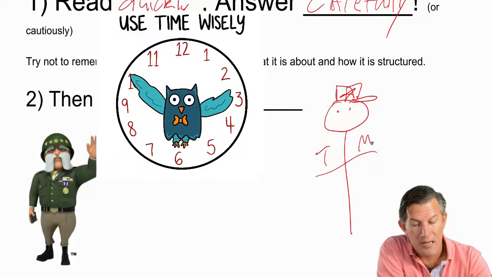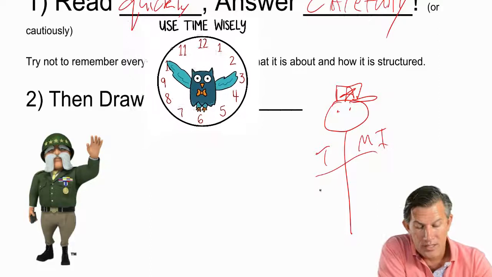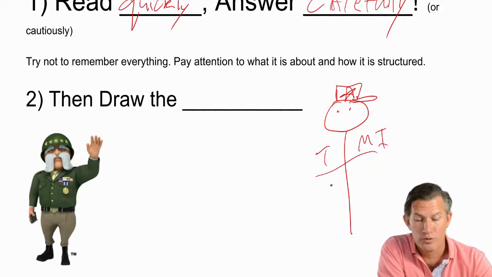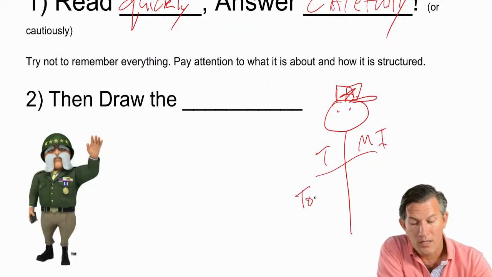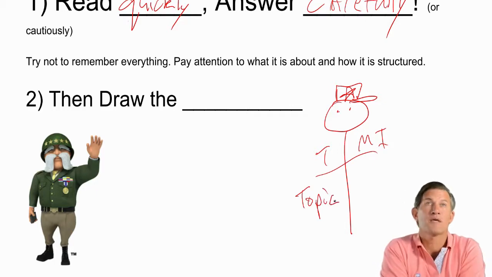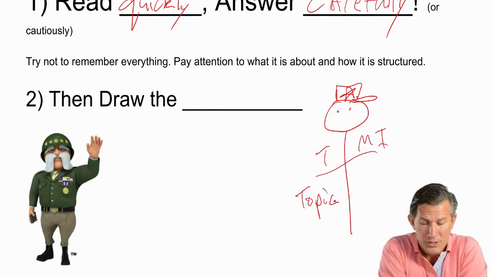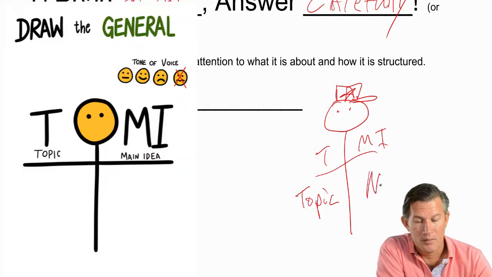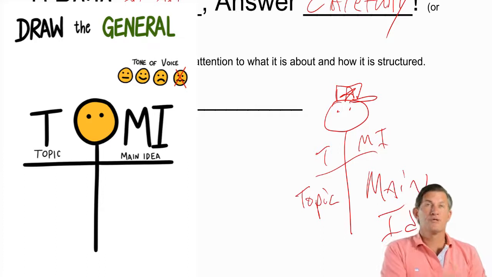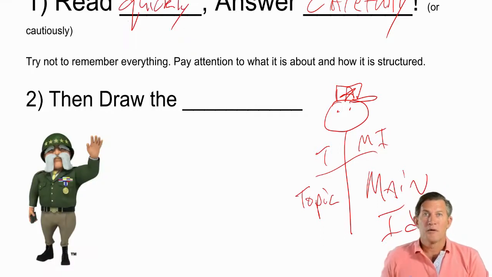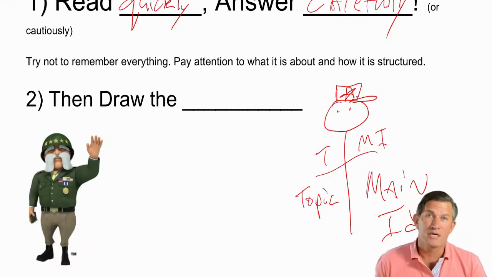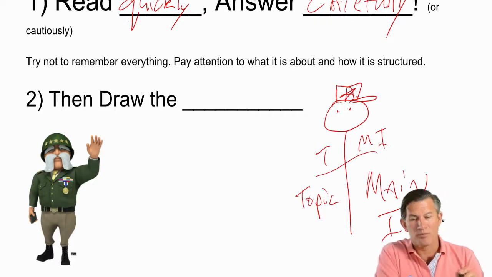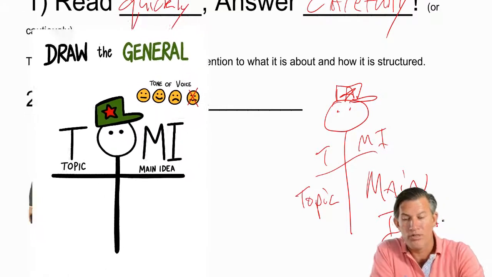Put TMI there. This doesn't stand for T or for two. It stands for topic. Everything has a topic. It might be Florence Nightingale. It might be shells. It might be flax. And then MI, you probably guessed it. It means main idea. If you can draw the general, then you can really get a head start on about 50% of the questions. This is an awesome strategy for you. So draw the general.